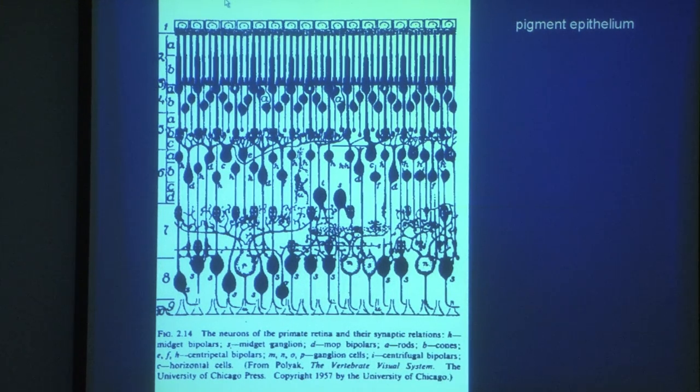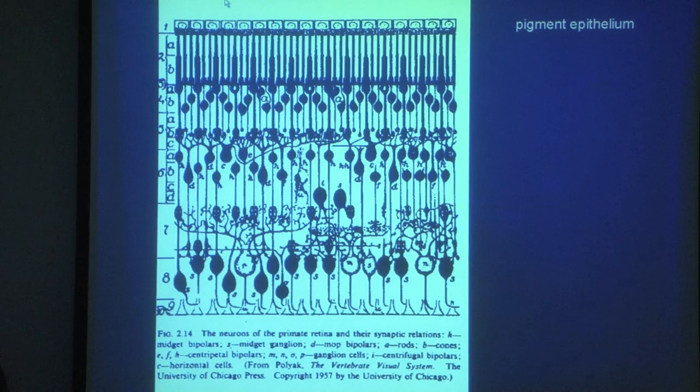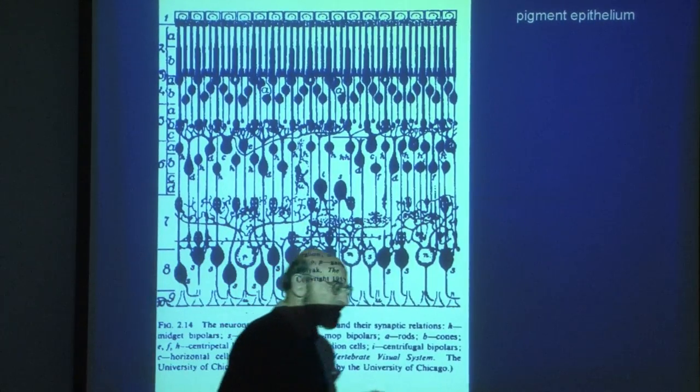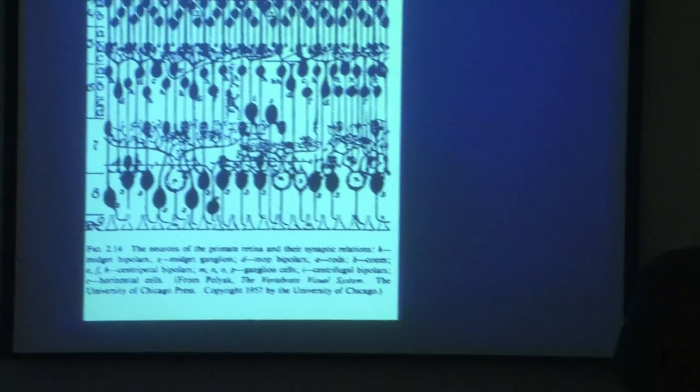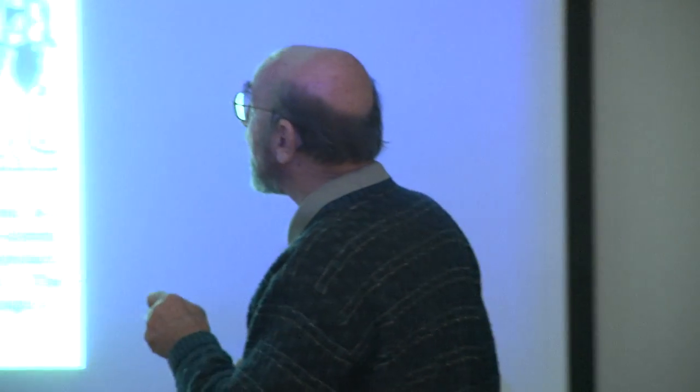Now, the proof that the main function of the pigment epithelium is to absorb the incoming light to prevent scattering is in the fact that albinos that lack this pigment epithelium have very poor vision. They often have vision 20 over 200 or something, because the light scatters from the epithelium, which is no longer pigmented in these people, and activates many photoreceptors, thereby reducing your ability to see things clearly and sharply.